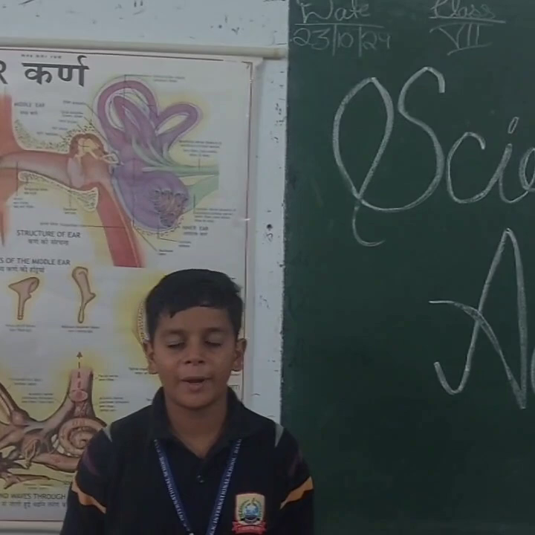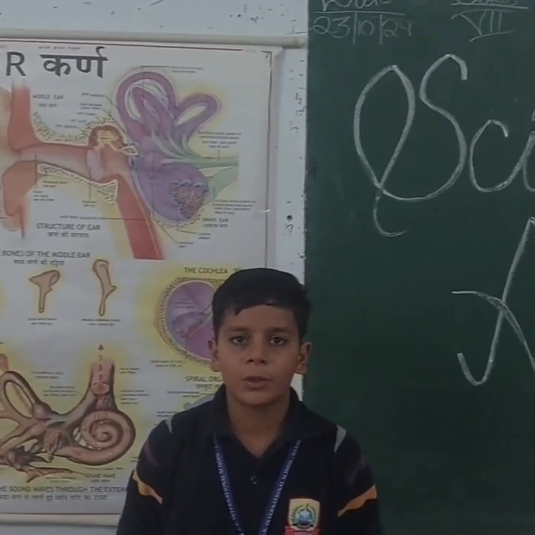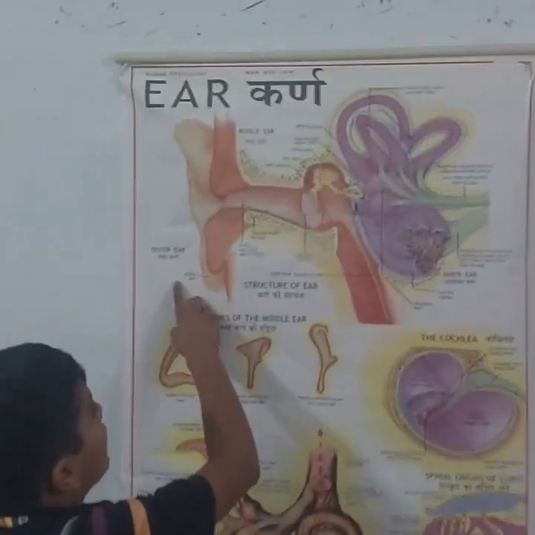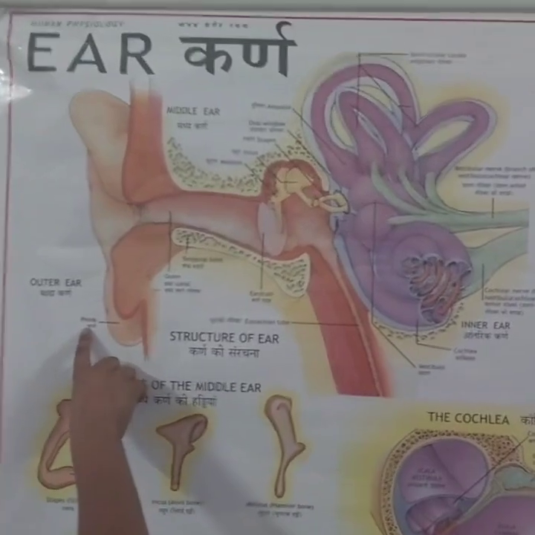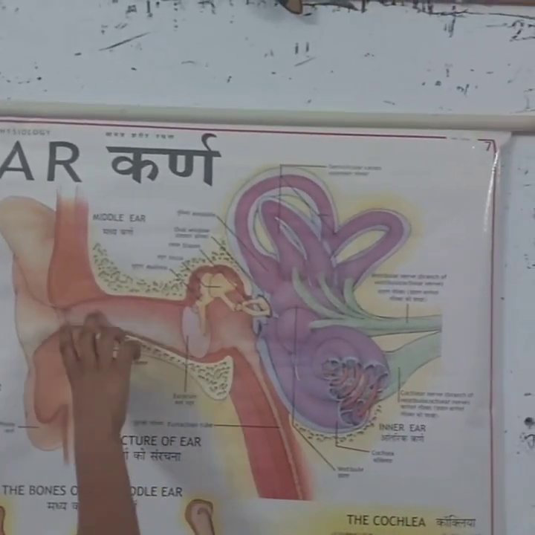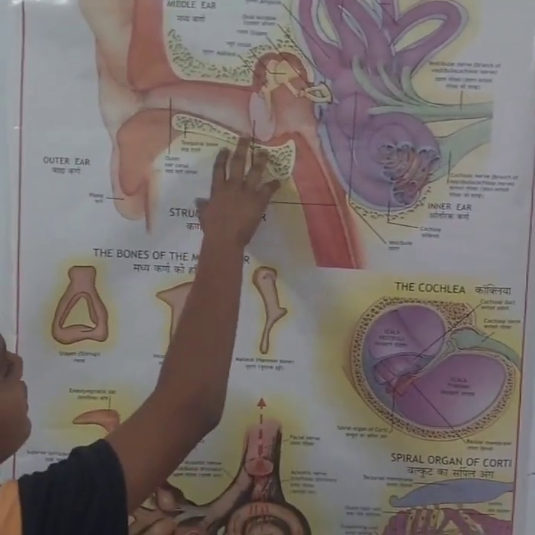Good morning everyone, my name is Sagar and I am telling about the ear. We have three parts in our ear. First is the outer ear. In the outer ear we have the ear canal. In the ear canal we have wax and it removes the dead skin.